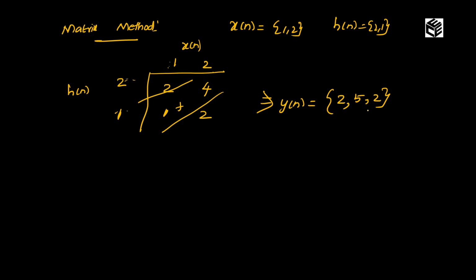If you get the answer y of n is 2, 5, 2 using DFT and Idft method, you can say that you are getting the correct output.